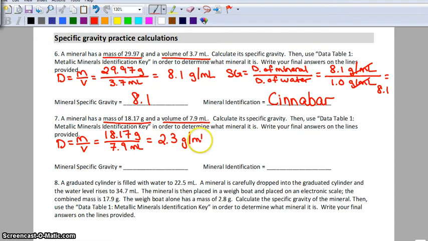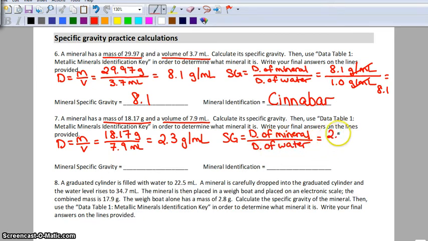Please plug that into your calculator and see what you get. 2.3 grams per milliliter. Are we done? No way. We only have the density. We want specific gravity. We know that is equal to the density of the mineral divided by the density of water. Yes, you have to do this step.